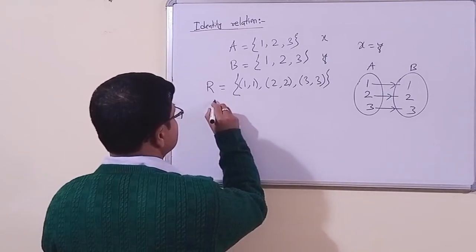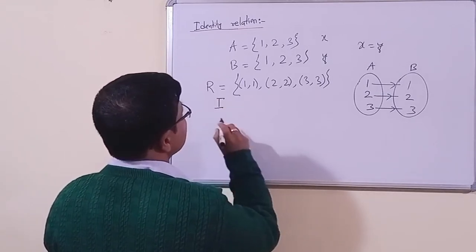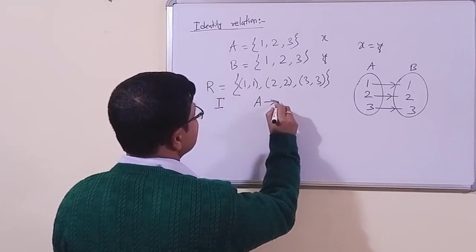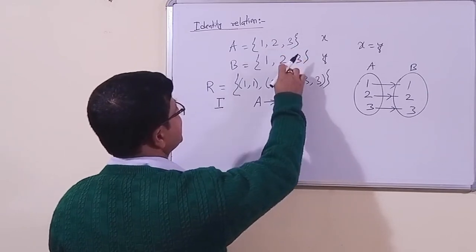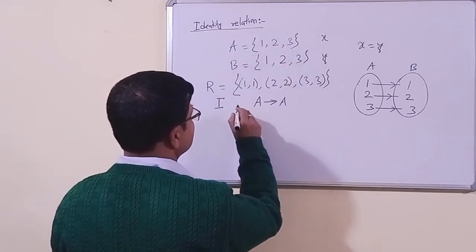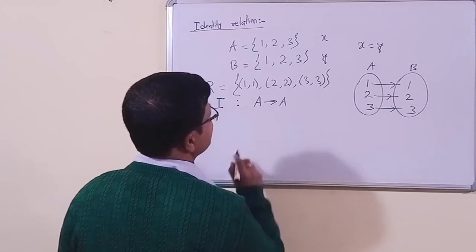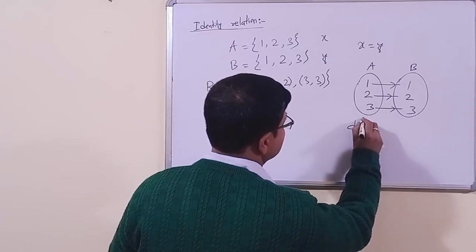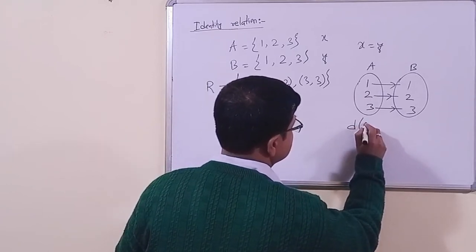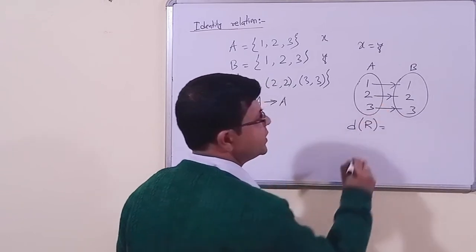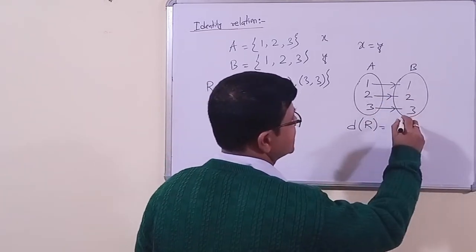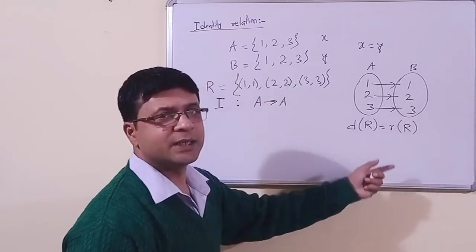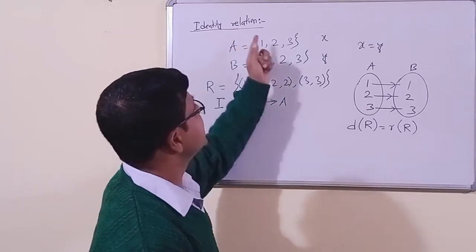This is represented by I. Sometimes we say A is related to A, because actually they are equal. Same elements we have considered in this example. I is a relation from A to A. Now here one more interesting fact we want to see. What is the domain of this relation? 1 to 3. And what is the range? 1 to 3. So they are equal. Domain and range are exactly the same when it is identity relation.